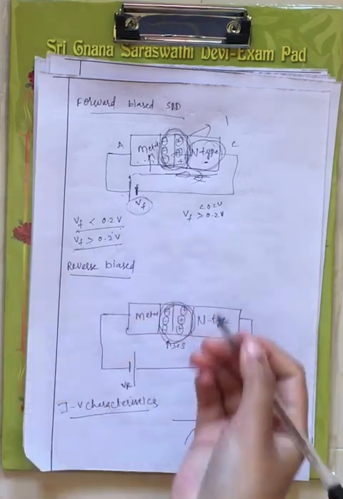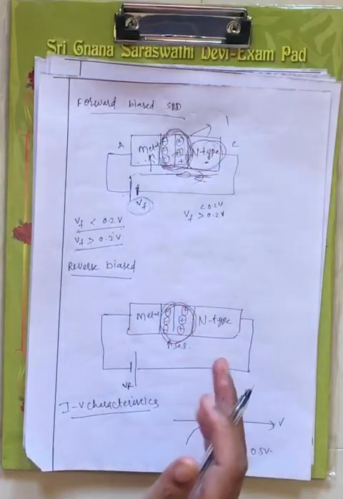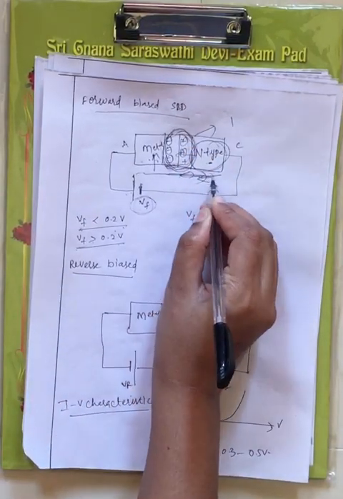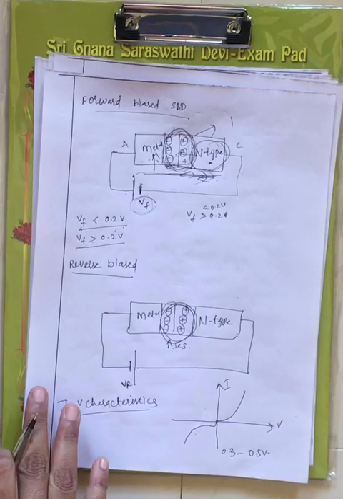If we increase further, now what happens? This depletion region becomes thin, right? This depletion region becomes thin, hence the current flow starts in this direction. Now this is the operation under the forward biased Schottky barrier diode.